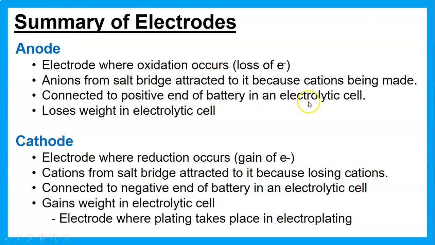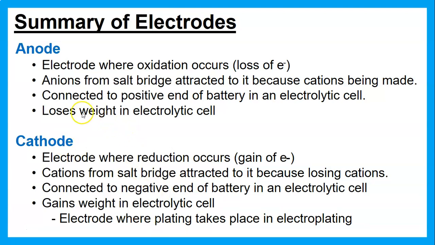We are going to learn that there are two types of cells. There's electrolytic and there's galvanic. Okay, so an electrolytic cell is one that you have to hook up to a current to drive the reaction. So here you can see that we're going to connect the anode to the positive end of a battery, and down here, we're going to connect the negative end to the cathode.